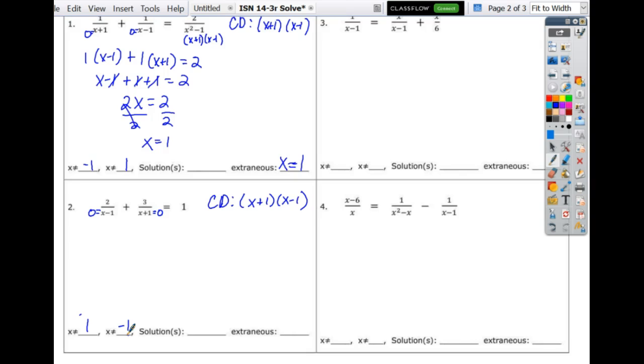So I'm going to write the 2 down, and the x minus 1 cancels, so I get x plus 1. I'm going to write the 3 down, and the x plus 1 cancels, and I have x minus 1. I'm going to write the 1 down, but there's nothing to cancel here, so I need both. So I'm going to get 2x plus 2 equals 3x.